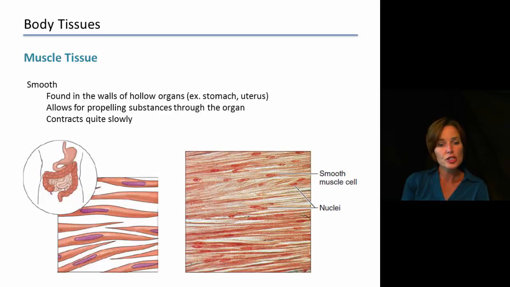The third type is the smooth muscle tissue. This is going to be found in the walls of hollow organs. So this would be things like the stomach and the uterus, and these are ones that are going to contract quite slowly. Because of their contraction, it's going to allow for propelling or moving substances through the organ, which of course is an important thing that the stomach and the uterus have to do.